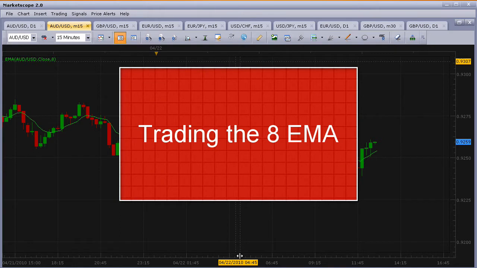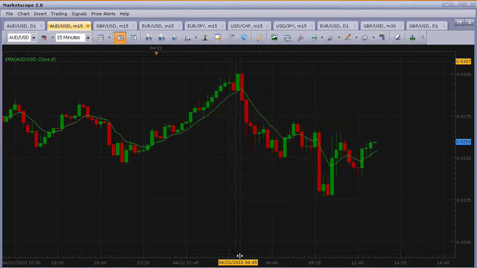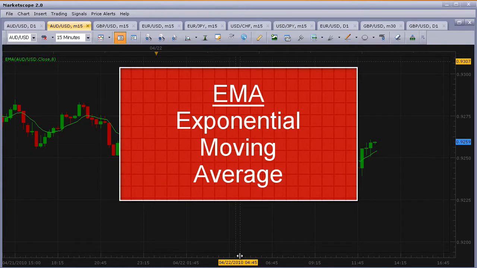Right now, I want to take a little while and show you one of the strategies that will be explained in the new book. It's called Trading the 8 EMA. EMA stands for Exponential Moving Average. This is a fundamental trade that every Forex trader should be able to use.